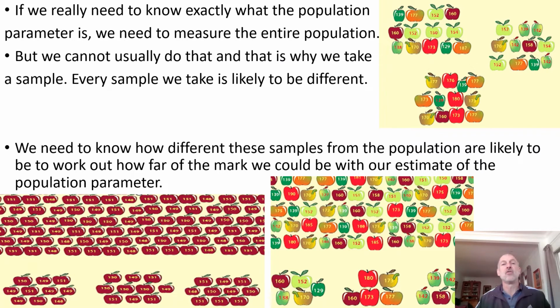If we really need to know exactly what the population parameter is, we need to measure the entire population. That's a problem for us people, cost-wise, and it's not practical. But we cannot usually do that. And that is why we take a sample. And every sample we take, unfortunately, is likely to be different. So we need to know how different these samples from one population are likely to be to work out how far off the mark we could be with our estimate of the population parameter.